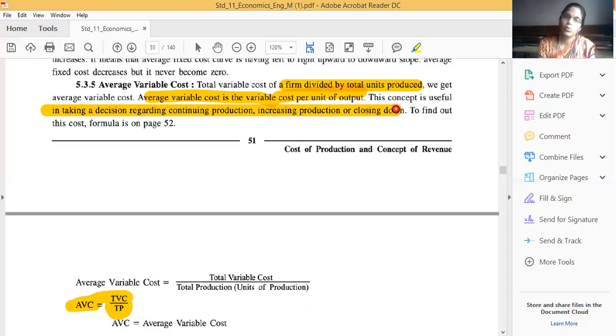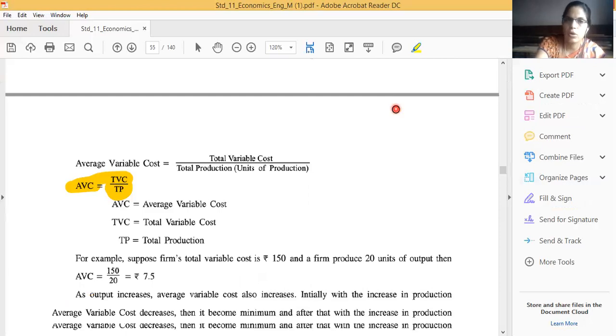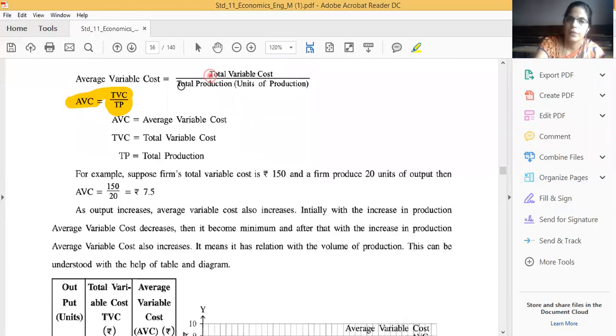To find this cost, the formula is total variable cost divided by the total production units. AVC means average variable cost, TVC means total variable cost, and TP means total production.